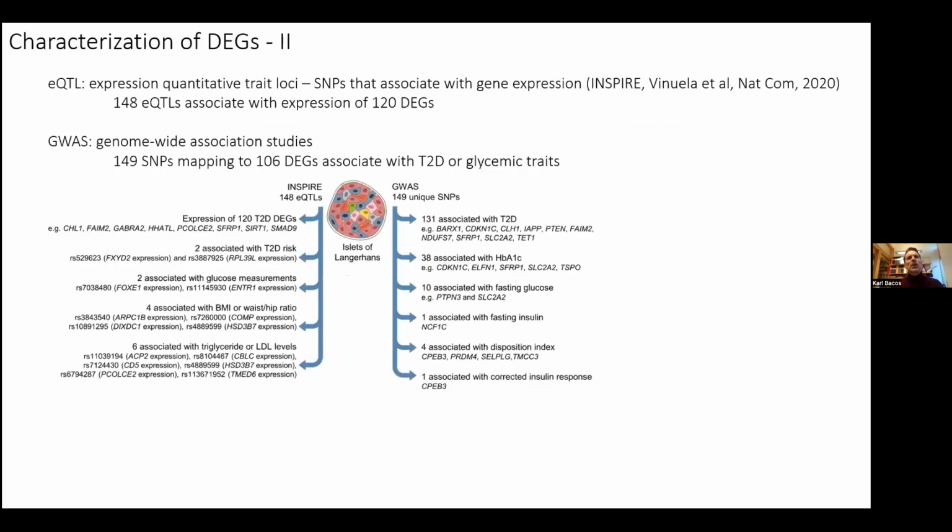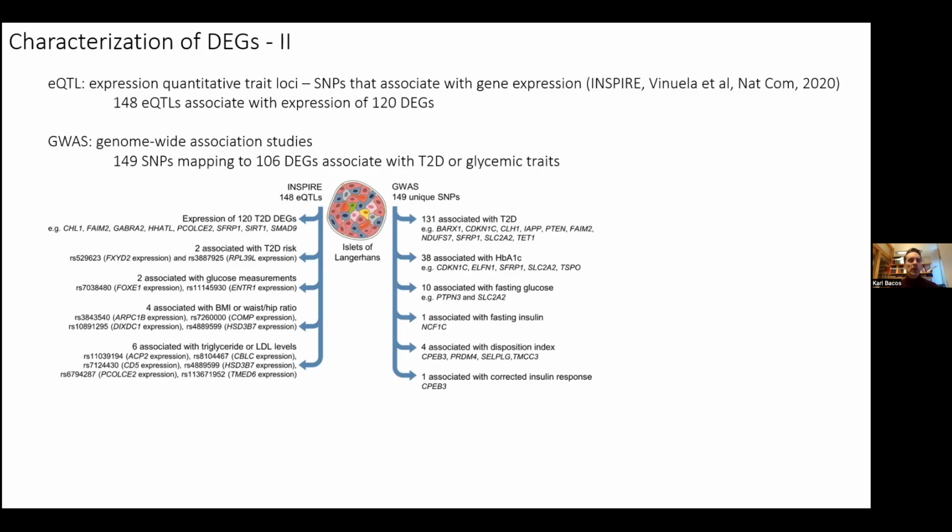We also looked at published eQTL data. So that's SNPs that associate with gene expression. And this is data from the InsPIRE consortium. And we found that there are 148 eQTLs that associate with expression of 120 of our differentially expressed genes. And 2 of these SNPs also associate with type 2 diabetes risk, 2 with glucose measurements, and a few other with other metabolic parameters.